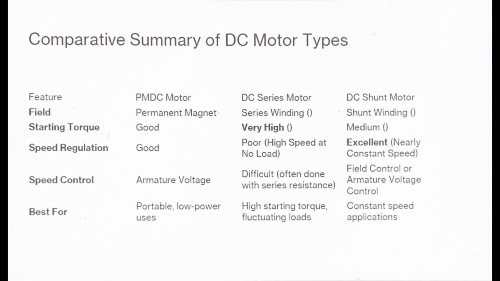Comparative summary of DC motor types. Starting torque: PMDC, good, as the permanent magnet provides consistent flux. Series, very high, proportional to current squared. Shunt, medium, as constant flux limits peak torque. Speed regulation: PMDC, good, fixed flux is stable. Series, poor. Shunt, excellent. For speed control, PMDC uses armature voltage. Series, difficult. Shunt, armature voltage or field control.